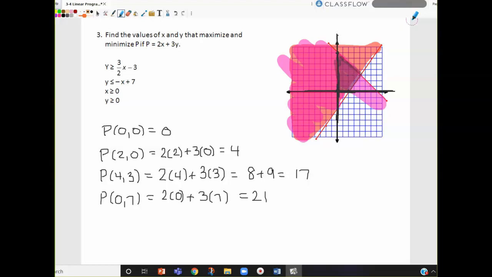So it says find the values of x and y that maximize and minimize. So our maximum occurs at 0, 7, and the minimum occurs at 0, 0. So again, this function up here, P, that's called our objective function. These are called our constraints. The feasible region is our dark shaded region on the graph where our solutions come from, and our min and max values come from that objective function.